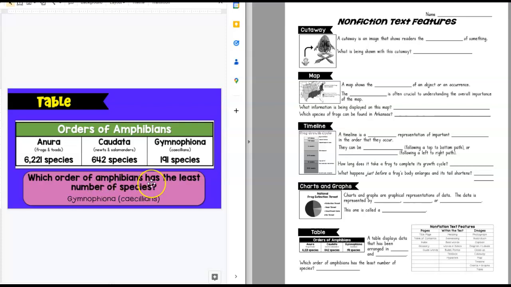Which order of amphibians has the least number of species? And again, since I'm not doing this as a PowerPoint, the answer is right there. And you can see that this kind, which I don't even know how to say, Gynophomia, has 191 species. This middle one has 642 species. This Anura has 6,221 species. So our answer is right there.